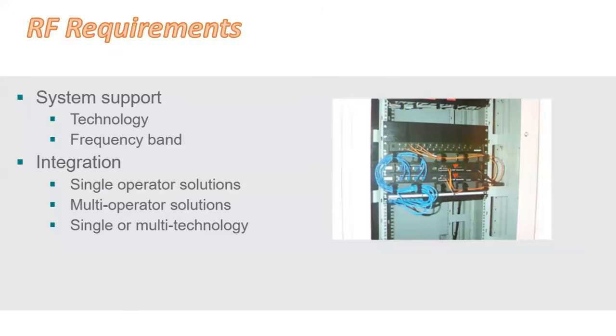So first of all, we have to think of the RF requirements. First, we have to think what kind of technology we are going to deploy, be it LTE, 5G, 3G, or 2G. But normally we are talking about LTE and 5G nowadays. So what kind of frequency band are you going to use? Be it 800, 700, AWS, millimeter waves, 28 gigahertz, 39 gigahertz. This question you should ask.